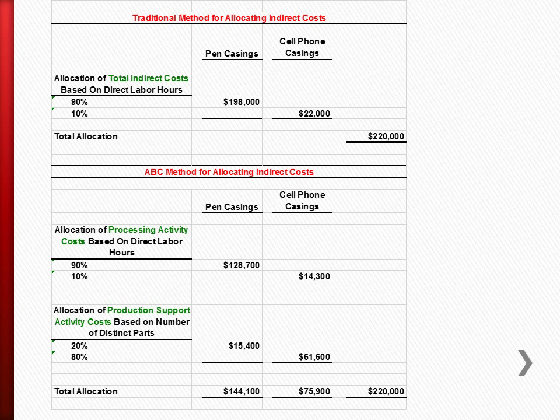One of the implications here is that it'd be reasonable to tell management that, well, using a more sophisticated allocation of indirect cost, we see that cell phone casings are consuming more of our resources. We probably should raise the price on cell phone casings. On the other hand, pen casings are actually consuming less resources than we thought. We might want to lower the price of pen casings. That concludes ABC versus the traditional method of allocating indirect cost.